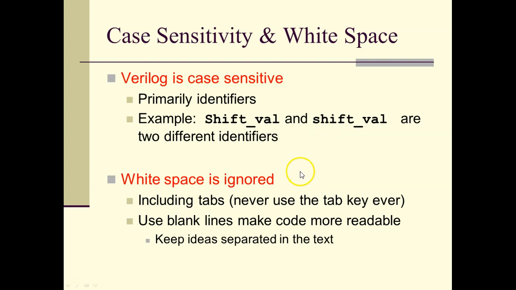Additionally, the white space in Verilog is ignored, including tabs. Tabs are white space, but keep in mind when you're coding your Verilog text here, you never touch the tab key. You touch the tab key, and it's going to make your code look ugly when you print it out. Additionally, blank lines are another piece of white space. Use those liberally to separate ideas and make your code more readable.